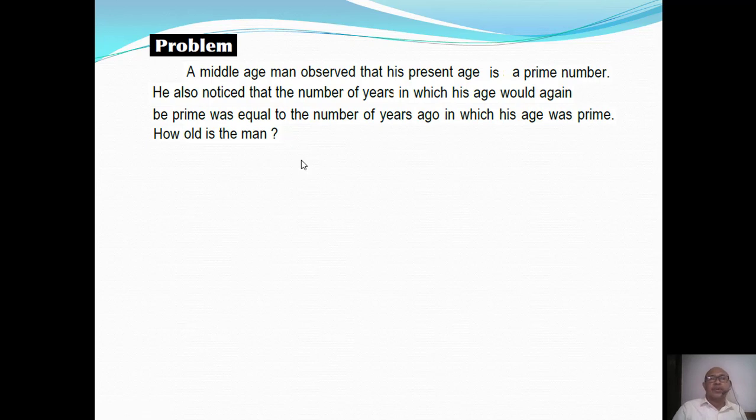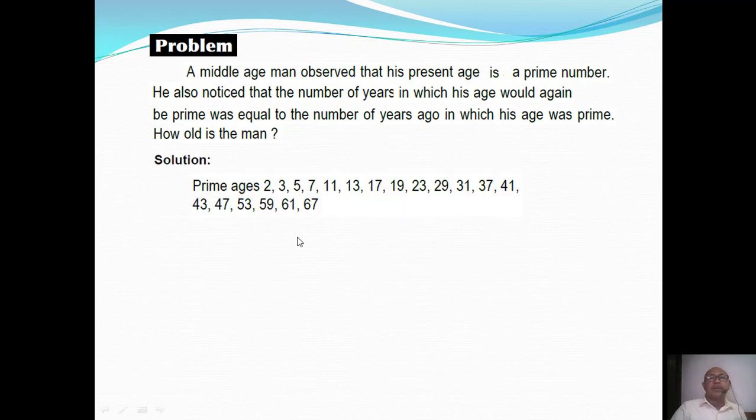Okay, so we can write the prime numbers here. The prime ages start with 2, then 3, 5, 7, 11, 13, 17, 19, 23, 29, 31, 37, 41, 43, 47, 53, 59, 61, 67, and so on. Okay, so we will just consider up to 67 because we have here a middle-aged man.